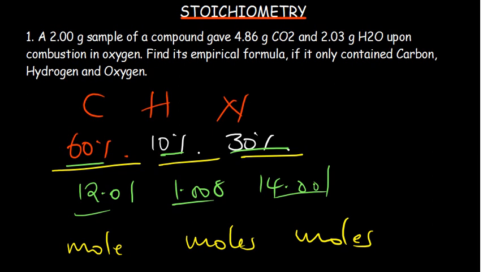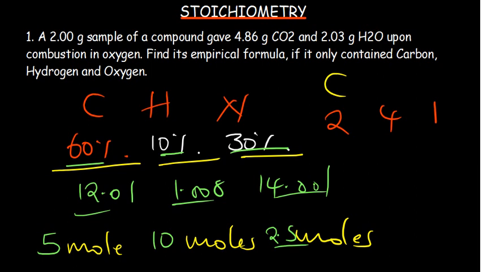Let's assume this gives us 5, that gives us 10, and maybe that gives us 2.5. You need to divide by the least, which in this case is 2.5. If you divide by the least number of moles, you have 1, you have 4, and then you have 2. That gives you what we call the empirical formula. That is something we already know from high school, and I'm sure there are no questions there.